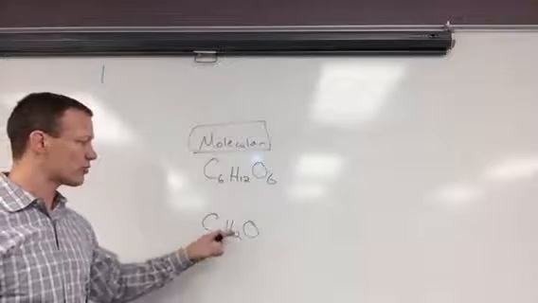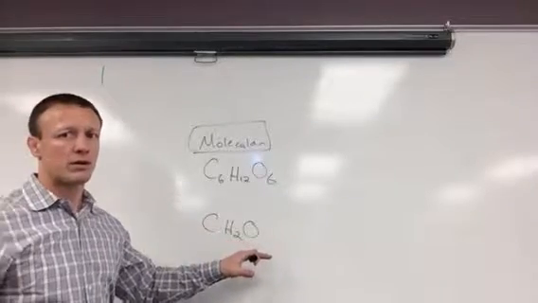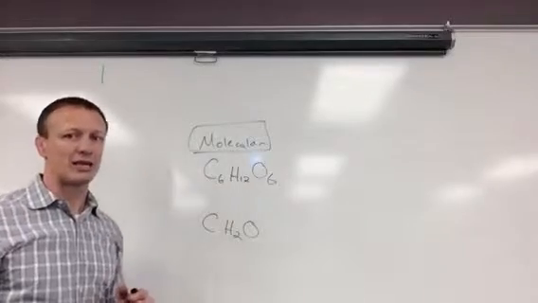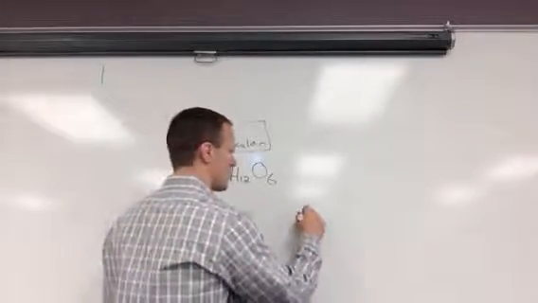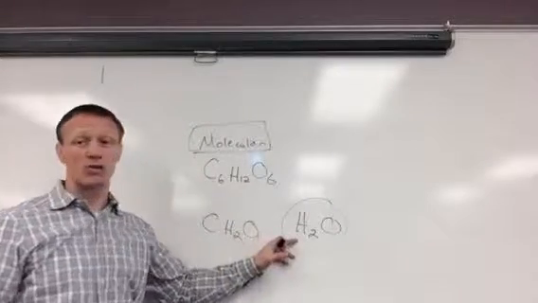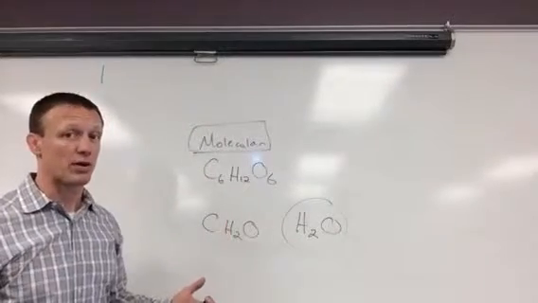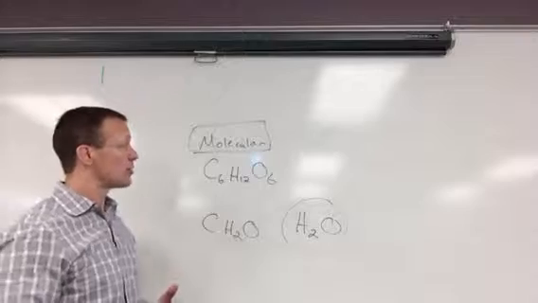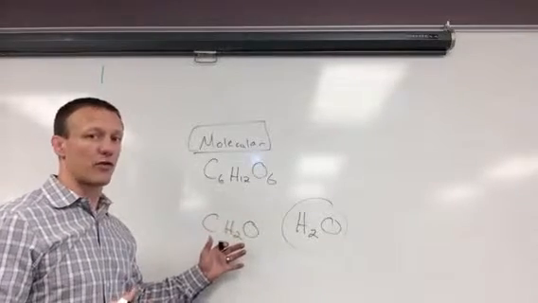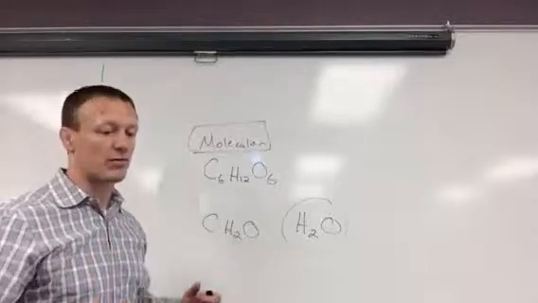That is the empirical. It's the most reduced form. Now, for some compounds, the empirical and molecular would be the same thing. For example, water. That is the actual formula for water. That's the molecular. It's also the empirical. It's the most reduced form of the compound. So when we try to figure out formulas of compounds in labs, we always end up with the most reduced form. We may have to figure out another way to figure out the molecular form.